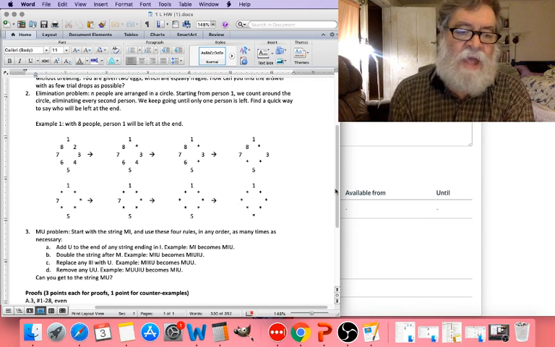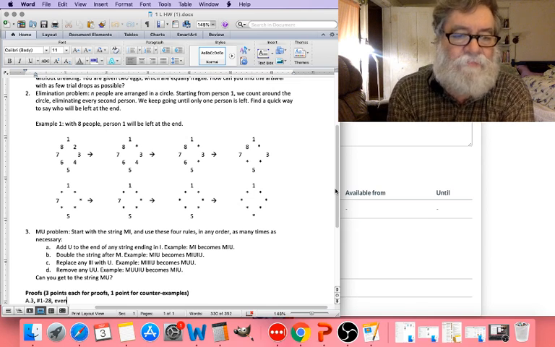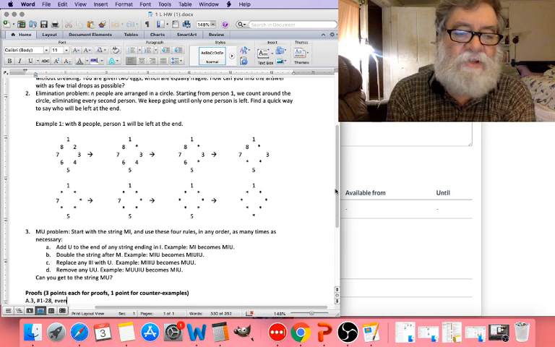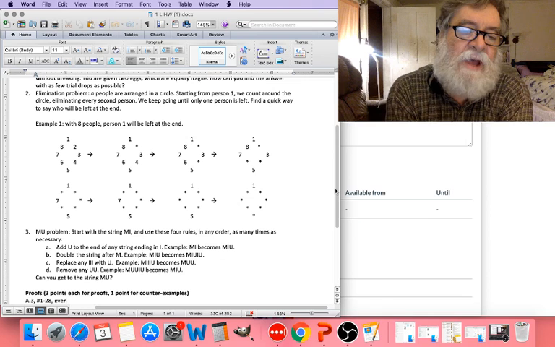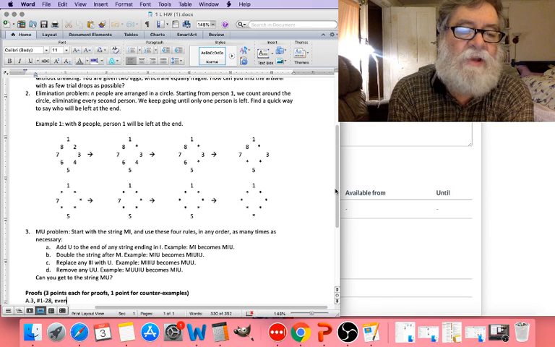And the final thing is called the MU problem. So this is related to formal grammars that we're going to do near the end of the semester. But start with the string MI. You have strings of letters, and you have 4 rules, which are called production rules, that you can use to change the string. So you start with MI as your starting piece, and you can do whatever you want of the following 4 things over and over until you are finished, which is whenever you want to finish.